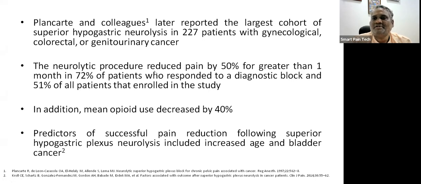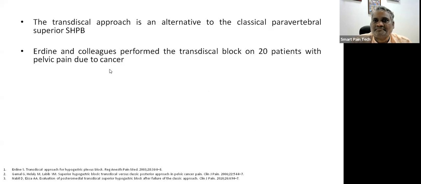And if you see, neurolysis reduced pain by 50% for 1 month in 72% of the patients who responded to diagnostic blocks, and 51% of all the patients enrolled in the study. Again, you see only half of the patients got benefited. Okay, this is what the evidence says.